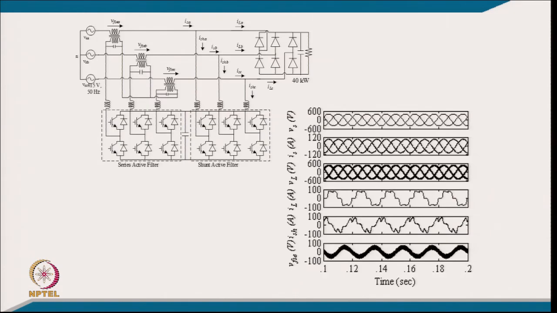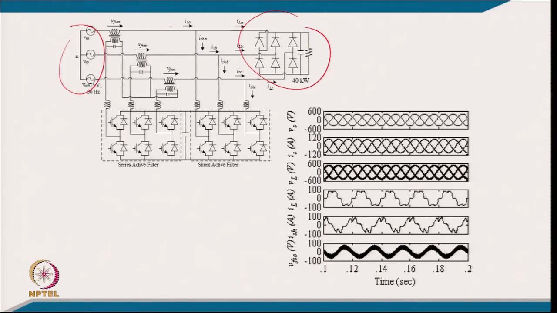This is the typical circuit. We have a supply here, we have a load here which is a voltage fed load. The shunt filter is supposed to provide the harmonic compensation, and the series filter is supposed to regulate the voltage across the load.